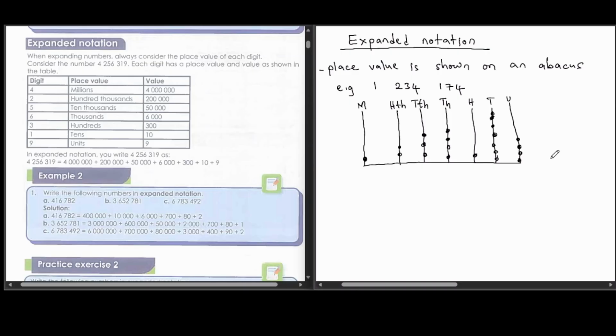When expanding numbers, always consider the place value of each digit. Consider the number 4,256,319. Each digit has a place value and value as shown in the table. So here we are going to discuss this, but let us use this model.